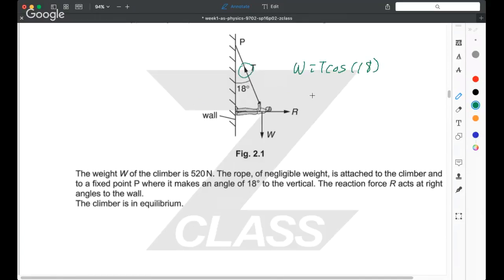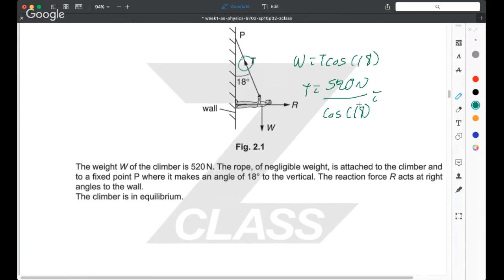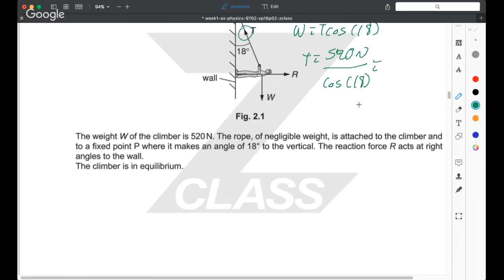By the way, it's 520, so T is 520 newtons over cos 18. And it should give you a result. I can't work it out.